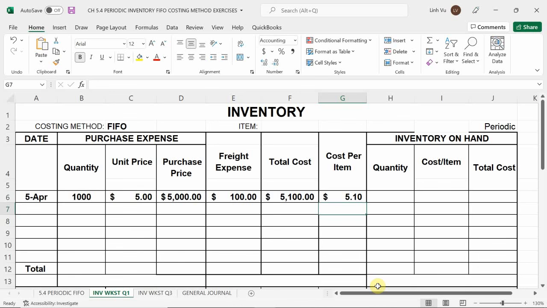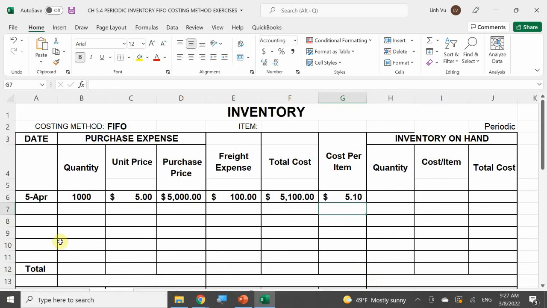$5.10. Good. Okay? So that's how I use my inventory worksheet. We're only doing the first part here. We're not completely done yet, but that's what I have to do. Scenario, journal, then worksheet. Okay?